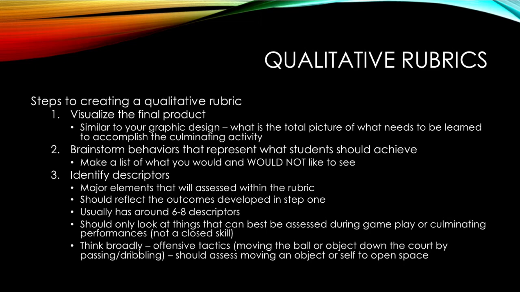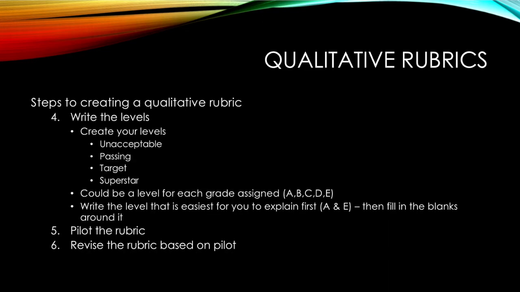So this should not be a rubric that you're going to look at for a closed skill. So shooting a basketball free throw would not be something that you want to use a qualitative rubric on. It really needs to look at things that are assessed during gameplay or culminating performances. Then think broadly, offensive tactics, maybe should assess moving an object or self to open space. Those are the types of things that you would use a qualitative rubric for.